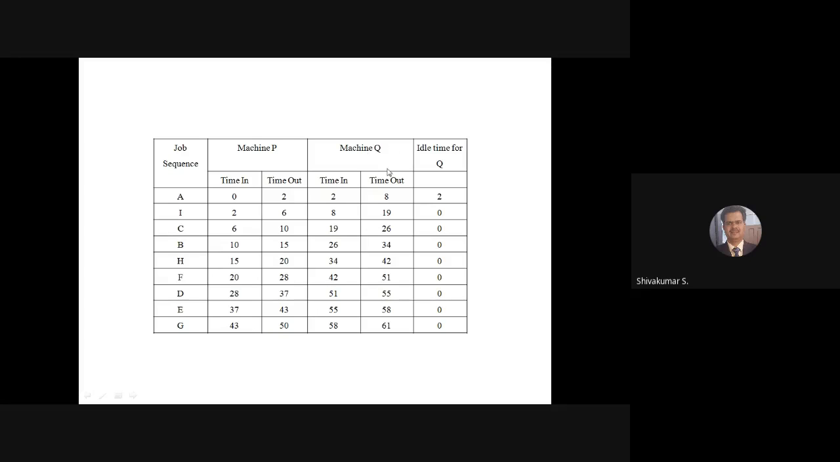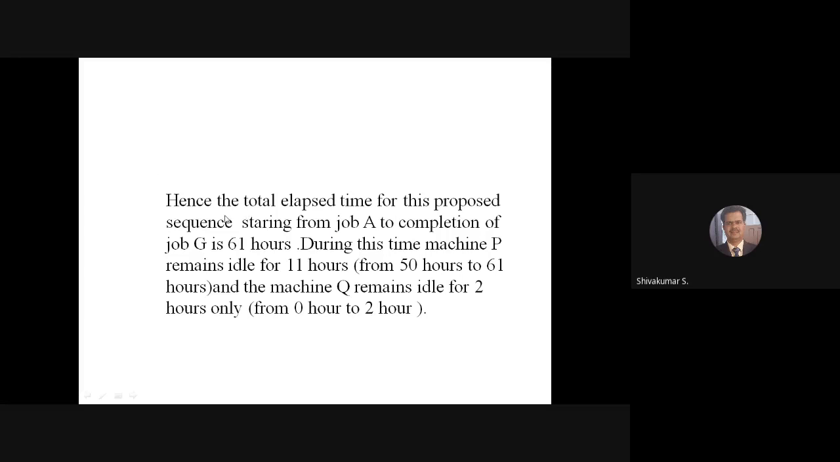Whereas for machine Q, adding everything, you're going to get 2 minutes as the idle time for machine Q. So the answer is the total elapsed time for this proposed sequence, starting from job A to completion of job G, is 61 minutes. During this period, machine P is idle for 11 minutes, that is from 50 to 61 minutes. And machine Q remains idle for 2 minutes only. This is the answer. Please write down this answer at the end.